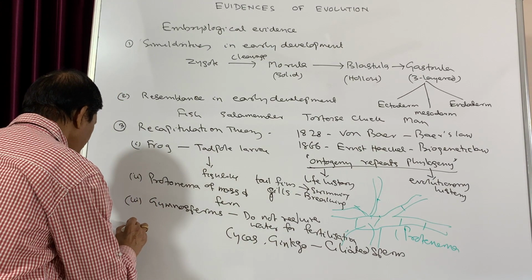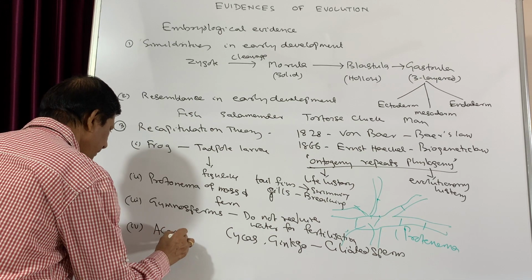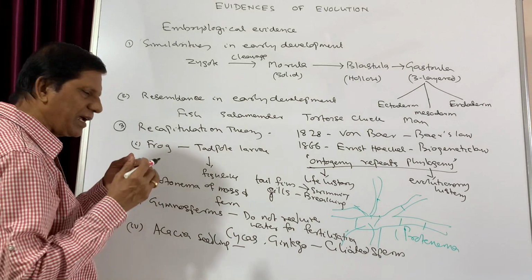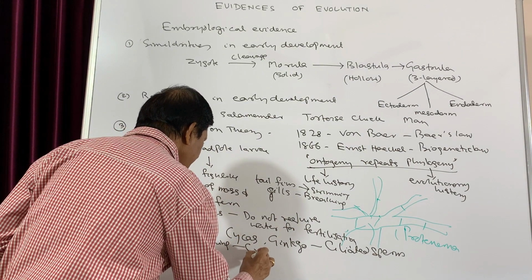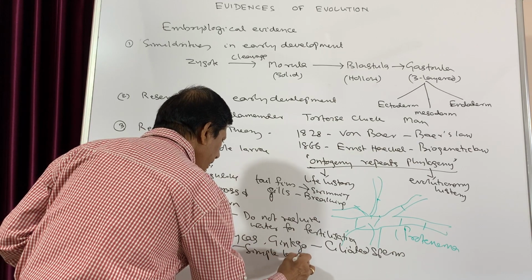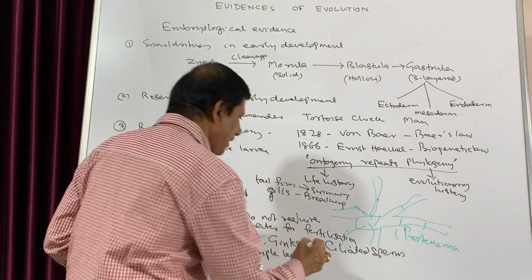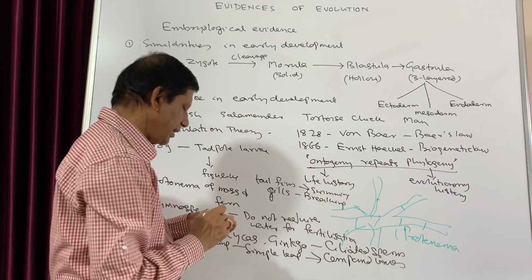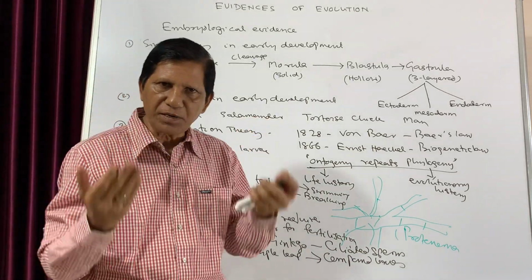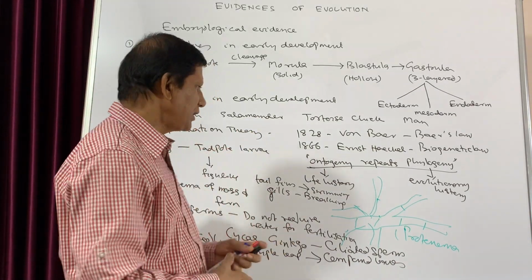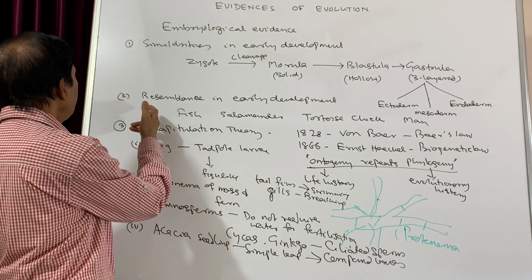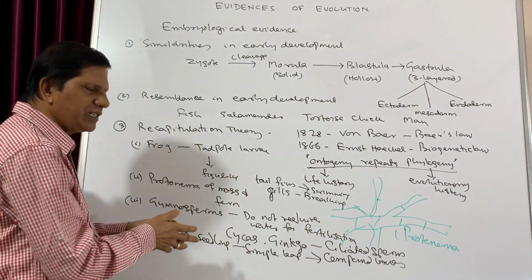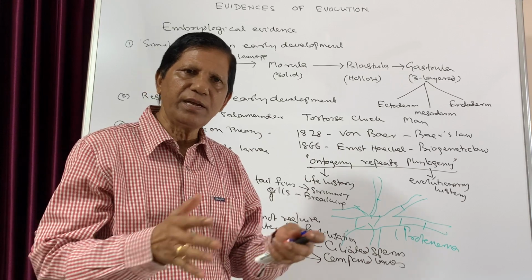Another example is that of the acacia seedling. During the early stage of development, the acacia seedling has simple leaves. But the adult acacia has compound leaves. That means the plant has developed from some other plants having simple leaves. So this is an example of the recapitulation theory, how in the early stages of development some organisms resemble their ancestors.